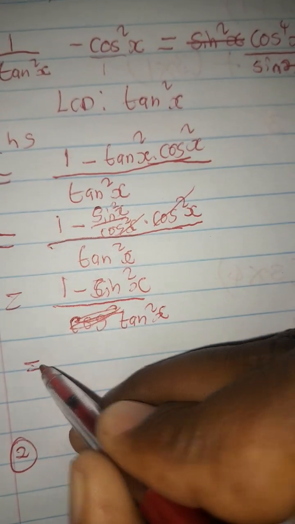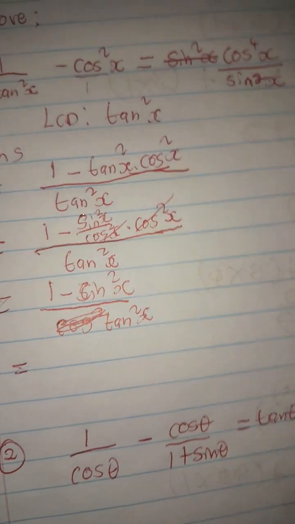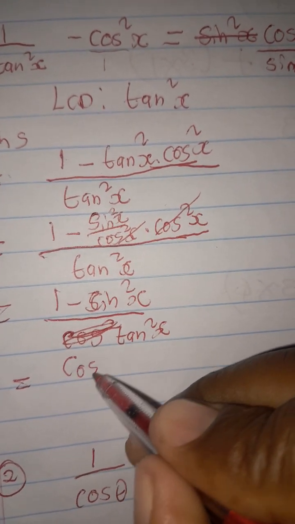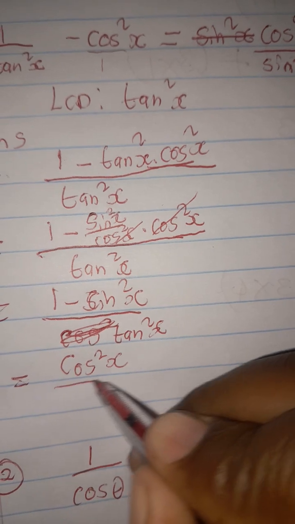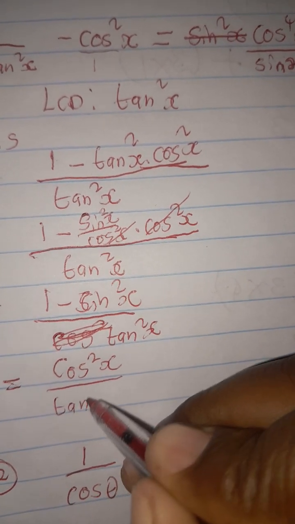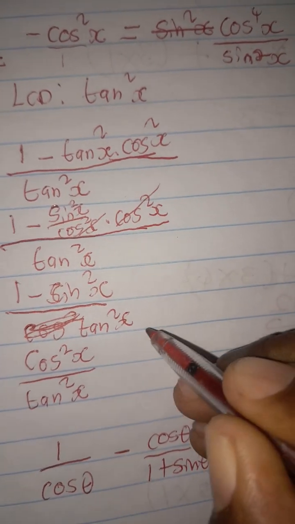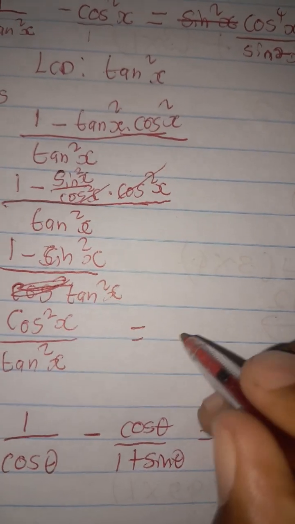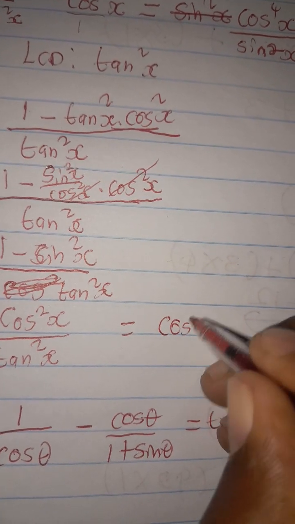So let's consider this. What is 1 minus sine squared x? Remember I told you that 1 minus sine squared x is the same as cos squared x. So in this case, we are going to say cos squared x divided by tan squared x. So we need to change tan, since it's a quotient identity. So what are we going to do? We are having cos squared x.